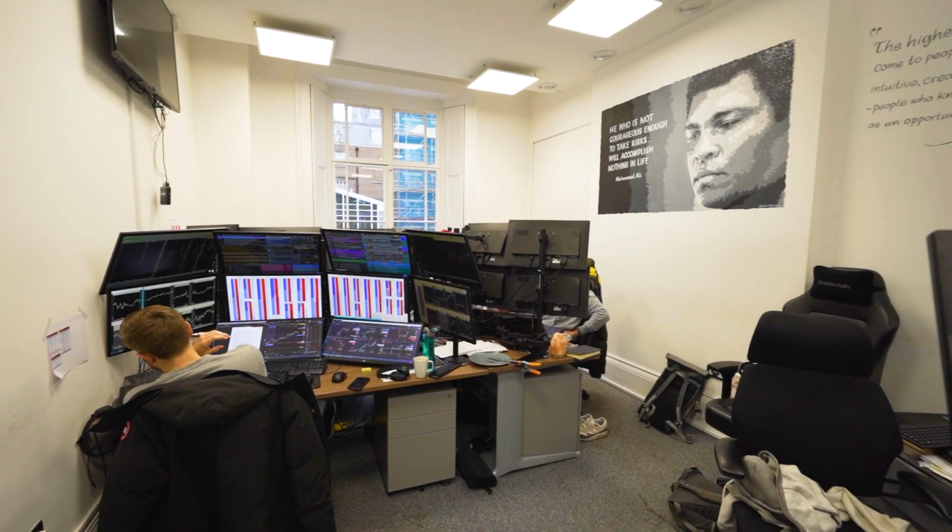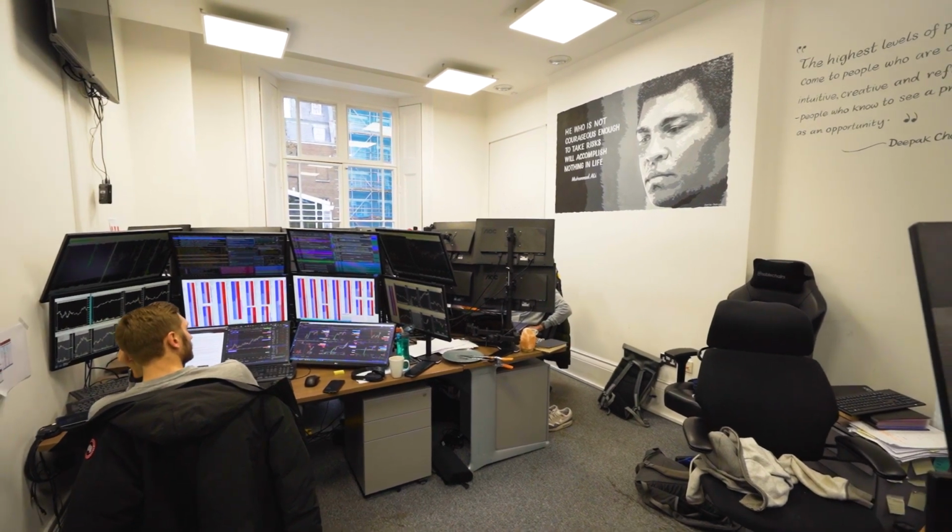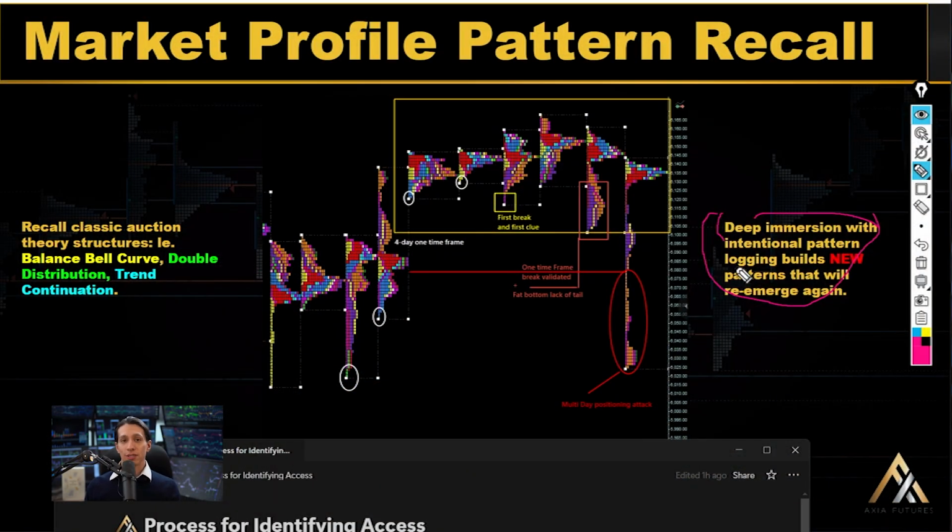So I really want to emphasize this, that deep immersion requires you to do this on the weekend. It's going to be very difficult to catch and merge these patterns into something you can actually use for your future self and your future execution if you don't do it when the market is closed, and you can really immerse yourself in that process.